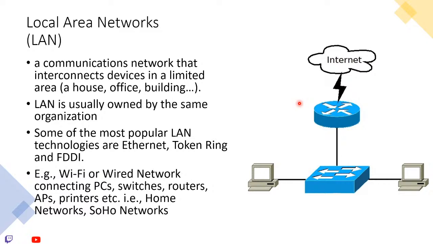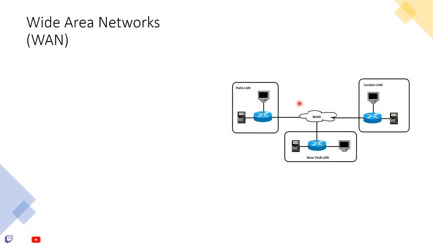So now going on to the next, which is the wide area network. In the wide area network, multiple LANs, which are local area networks, are connected to make the wide area network. So this is one organization or one house. Similarly, this is another organization which is New York LAN. This is the Paris LAN and this is the LAN of London. So if these three LANs combine together, then it can be referred to as the wide area network. So it covers a large geographical area.